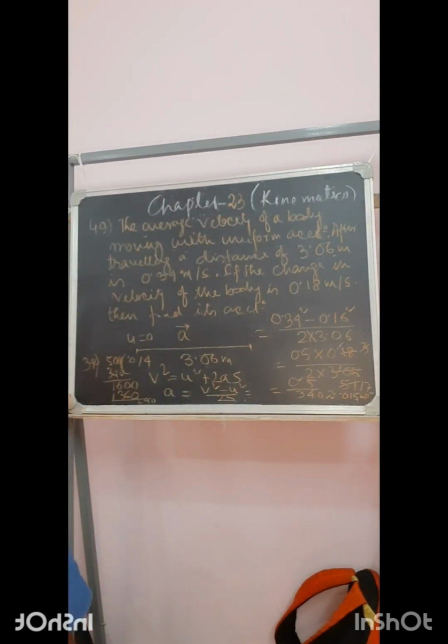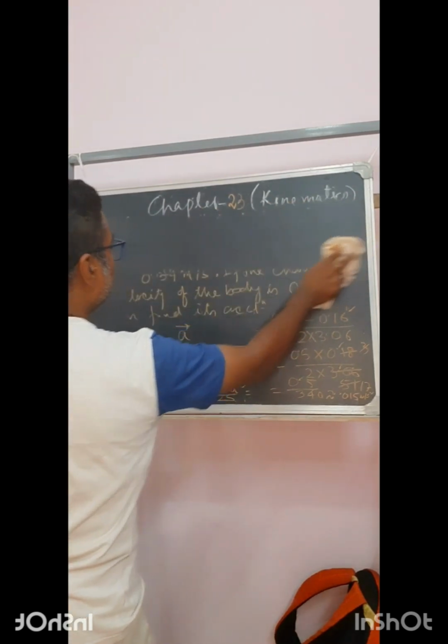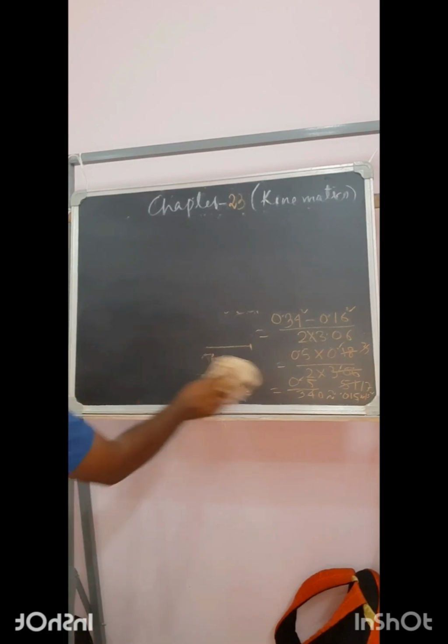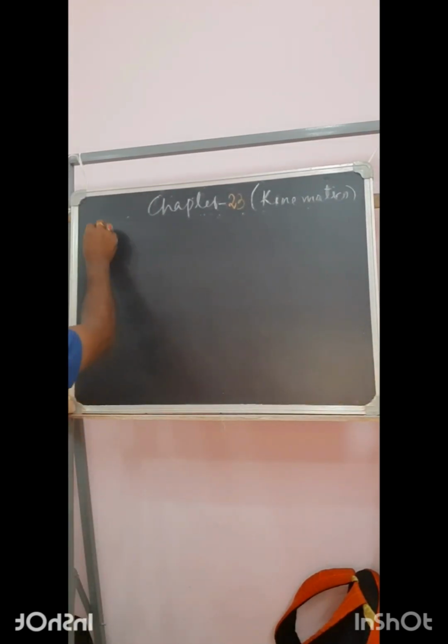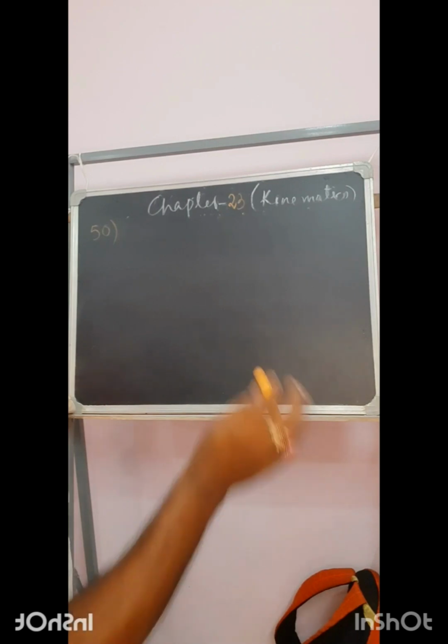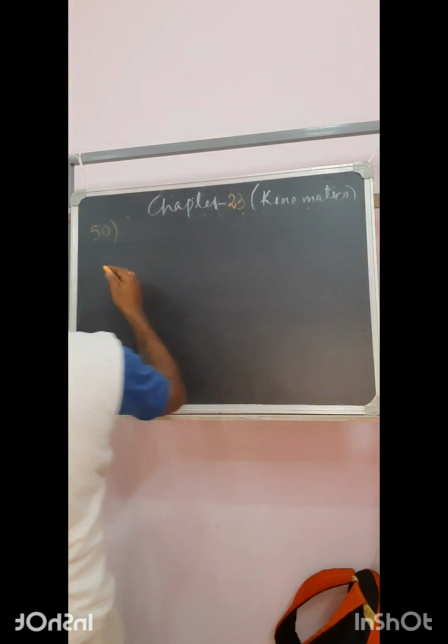Okay. Next is number 50, and that will be the end of the kinematics problem solving session. But this session will also move into the remaining part of the vector that we will explain. So this is number 50.